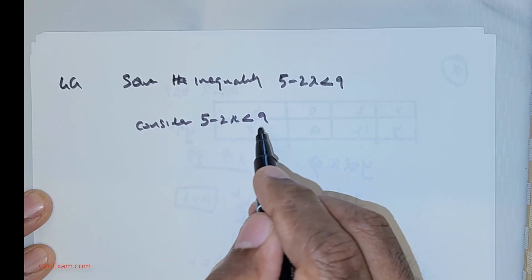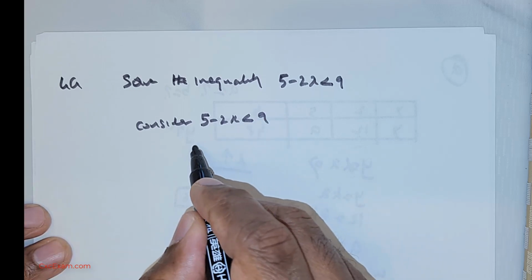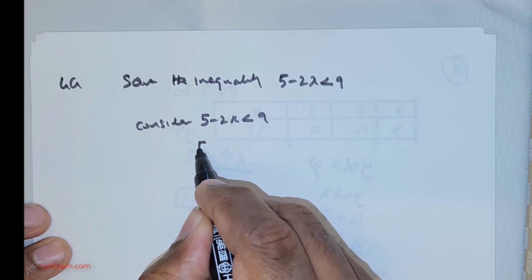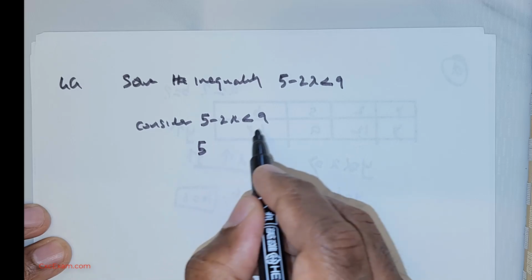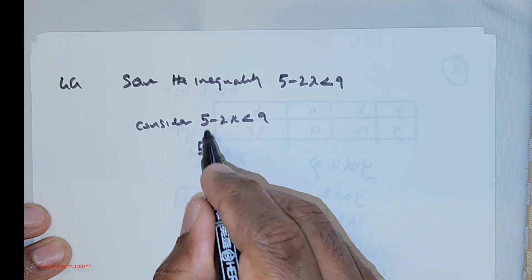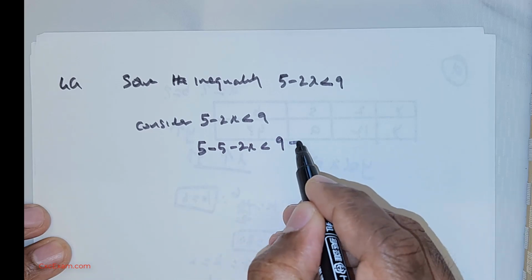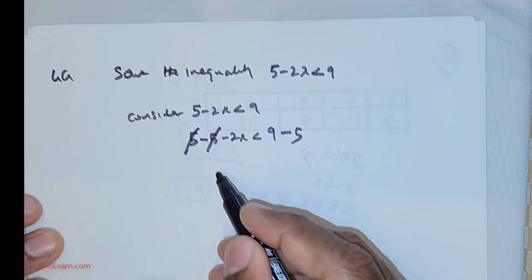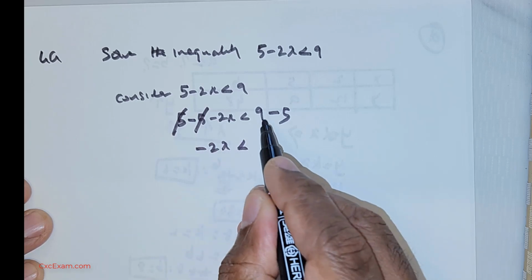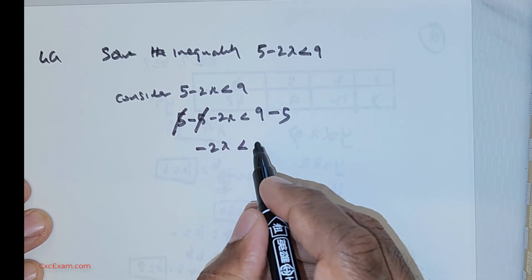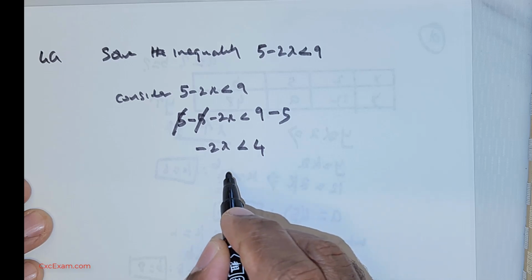I want to move this 5 to the other side. So what I will do is add negative 5 to both sides. So 5 − 5 − 2x < 9 − 5. So these two get cancelled. You have −2x < 4, since from 9 you take away 5, you get 4.